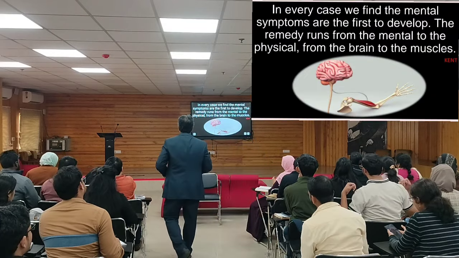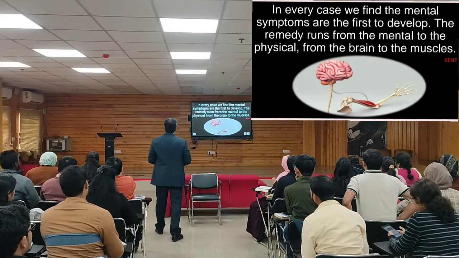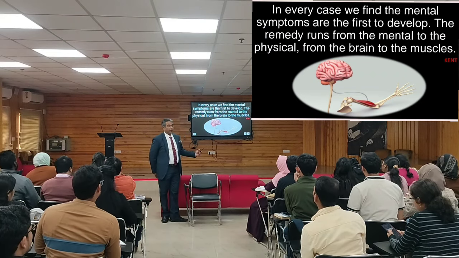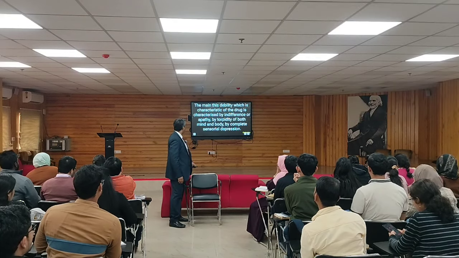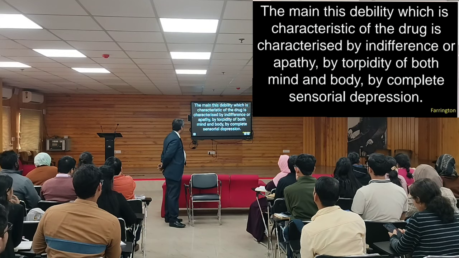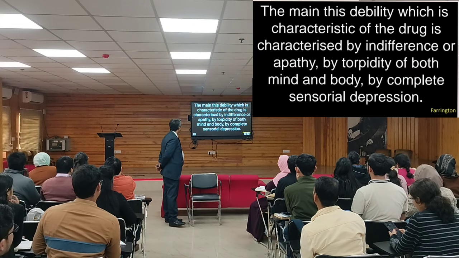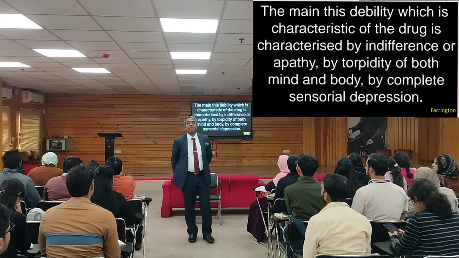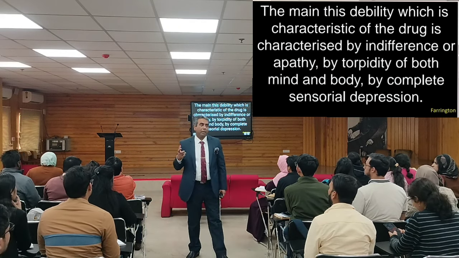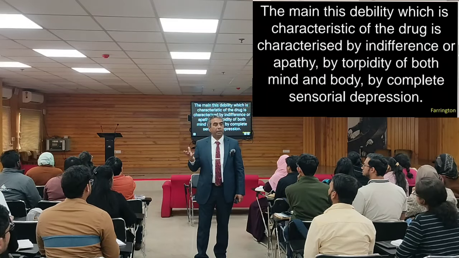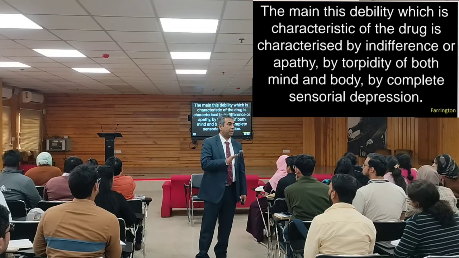In every case, we find the mental symptoms are the first to develop. Kent says, the remedy runs from mental to physical, from brain to the muscles. Farrington: this debility, which is characteristic of the drug, is characterized by indifference or apathy, by torpidity of both mind and body, by complete sensorial depression. The functions of the sensorium are depressed.